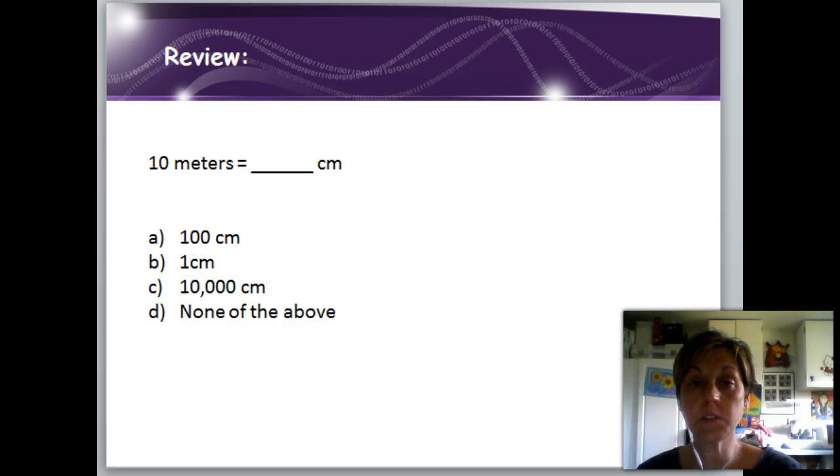10 meters equals how many centimeters? The correct answer would be none of the above. Remember, 100 centimeters are in 1 meter, so 10 times 100 would be 1,000. So there would be 1,000 centimeters in 10 meters.